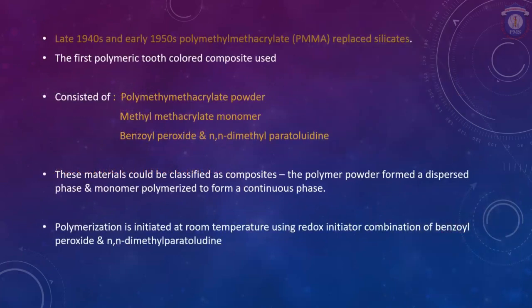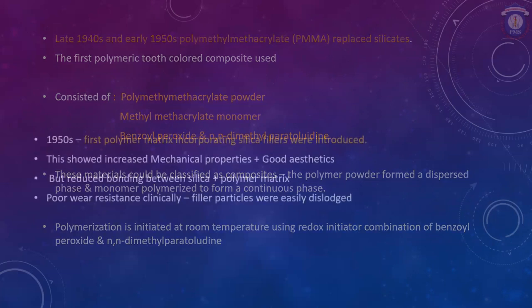In the late 1940s and early 1950s, polymethyl methacrylate replaced silicates. The first polymeric tooth-colored composite was used, which consisted of polymethyl methacrylate powder, methyl methacrylate monomer, benzoyl peroxide, and N,N-dimethyl para-toluidine. These materials could be classified as composites. The polymer powder forms a dispersed phase and the monomer polymerized to form a continuous phase. Polymerization is initiated at room temperature using a redox initiator, a combination of benzoyl peroxide and N,N-dimethyl para-toluidine.